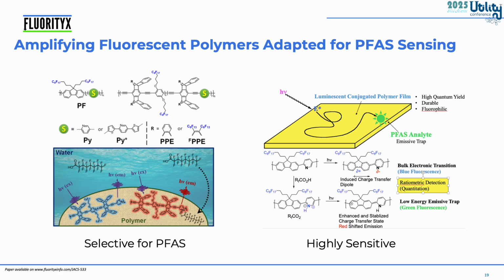And on the right side, it shows that the gain mechanism works when ultraviolet light is shown on the polymer surface, and its emission changes when a PFAS is absorbed into the polymer. So both of those things make it selective for PFAS and highly, highly sensitive.